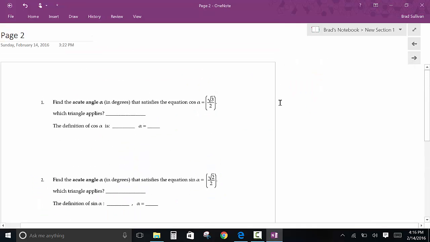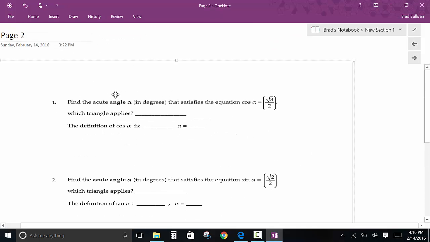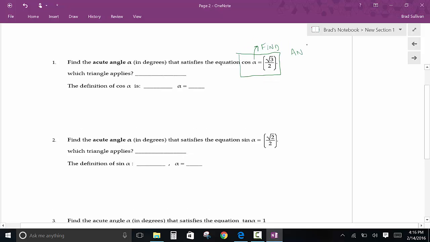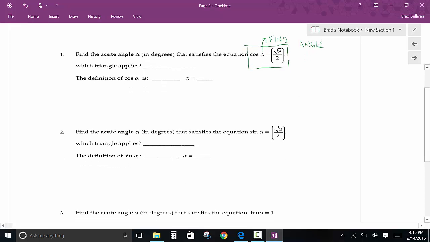Okay, so I'm going to move on a little bit more to the next page now. And what I'm going to look at a little bit here is we're actually going to look at statements now that are saying this. This statement right here, when it says cosine of alpha equals square root of 3 over 2, what we're doing is we're finding an angle. Remember, alpha represents an angle. So the idea with this is I've given you the ratio of the sides, okay?